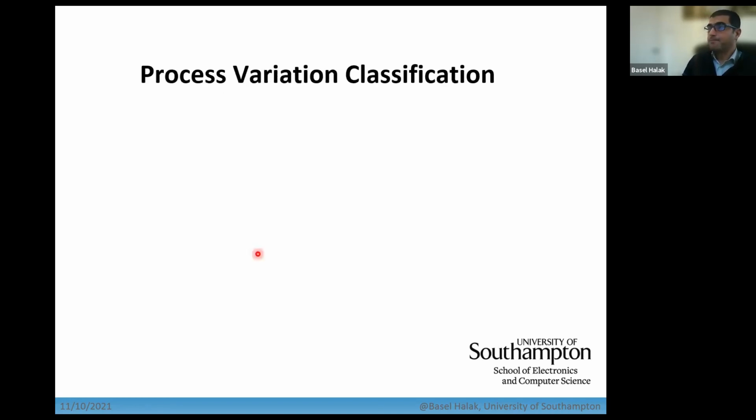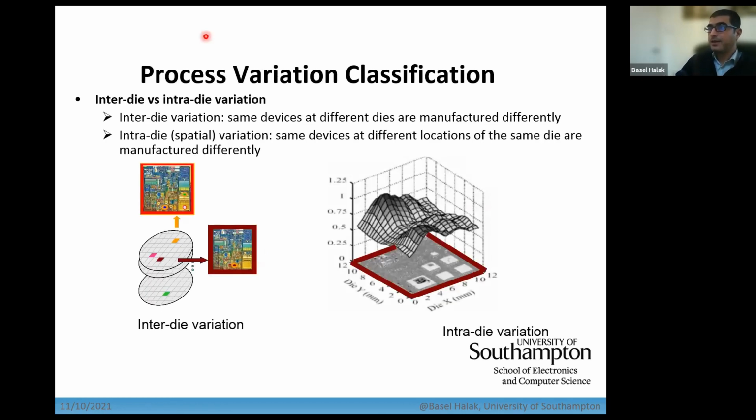In this context, we differentiate between two types of process variation. The inter-die process variation, which is basically the variability between identical devices or identical designs implemented on different dies, different wafers. And we also have the intra-die process variation, which is basically variability between identical devices implemented on the same die but at different locations. Now, PUF technology exploits both types of process variation in order to actually work. So let's see how this works.